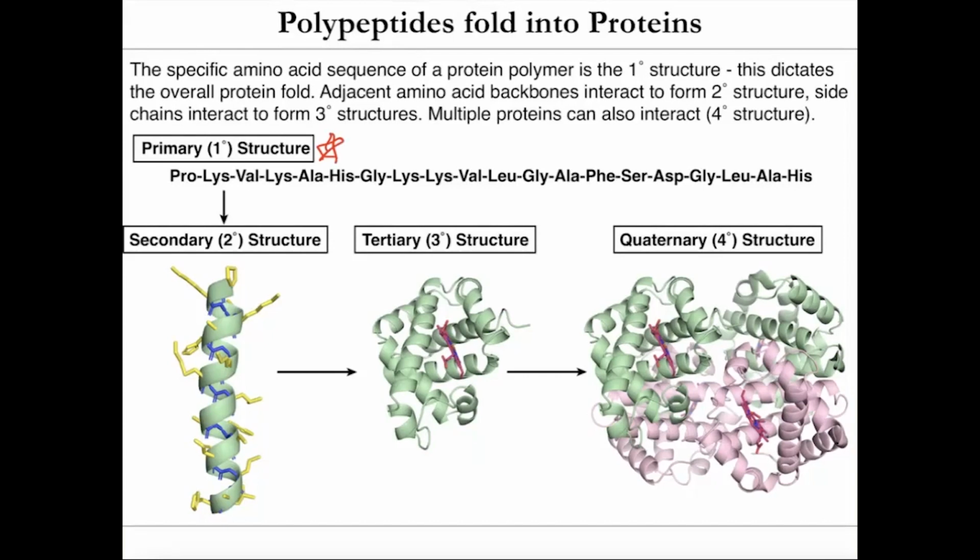So the sequence of the amino acids is what's called the primary structure of a protein, where each different protein is going to have a different order and types of amino acids. So this specific one has proline, lysine, valine, lysine, alanine, histidine, glycine, lysine, lysine, valine, leucine, glycine, alanine, phenylalanine, serine, aspartate, glycine, leucine, alanine, and histidine. And maybe it'll go on longer than that. And these are all linked by peptide bonds between these 2 amino acids. So these are covalent bonds between the individual amino acids in this primary sequence.